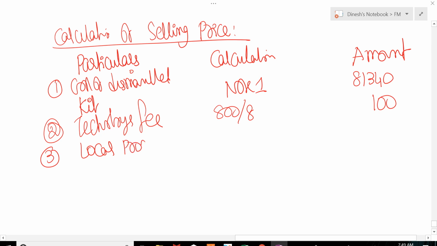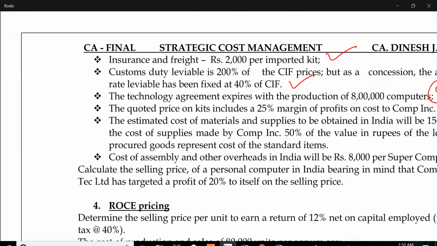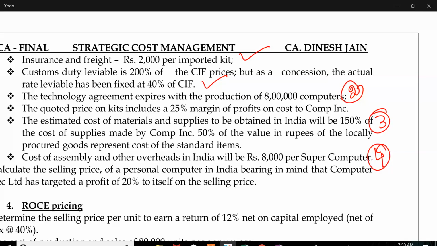I have to buy something in India also. Got the kit, paid the technology fee, need some components in India. What they are saying is the estimated cost of materials and supplies to be obtained in India will be 150% of the cost of supplies made by Compinc. Now how should we interpret this?